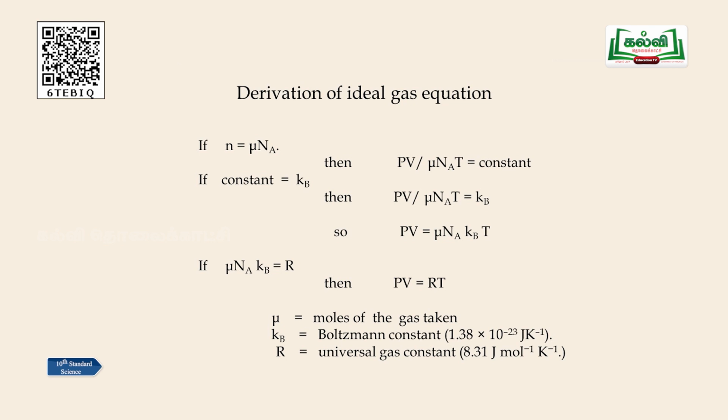Therefore, our equation changes to PV divided by nu Na T is equal to Kb. Now bring the denominator terms to the other side of the equation. So our equation will change as PV is equal to nu Na Kb into T. Now, this is the equation which we needed. Even in this, I know the value of nu, I know the value of Na, I know the value of Kb. Known values, you can multiply and get a final value.